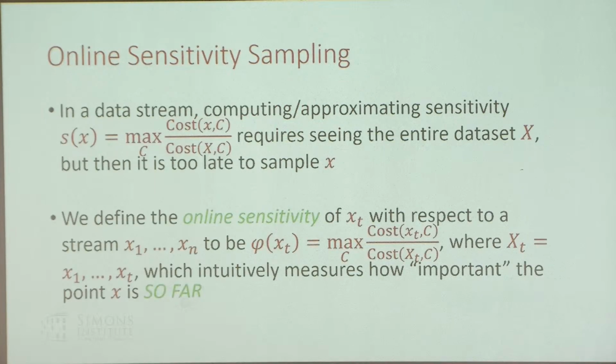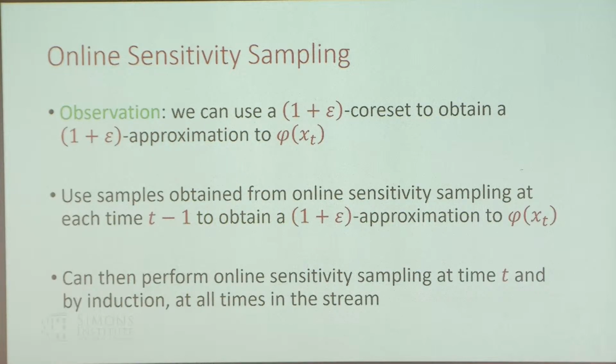Now, the challenge is that we can't actually compute the sensitivity of each point because that requires seeing the entire data set x, but then it's too late to sample the point. But we can define a similar notion called the online sensitivity of a point, which is just how important a point looks compared to the points that have arrived so far, the prefix of the stream that it can see. So this is an upper bound on the actual sensitivity. And so we can actually use our core set so far to get a good approximation to this online sensitivity. And then we can sample the point with probability proportional to its importance.